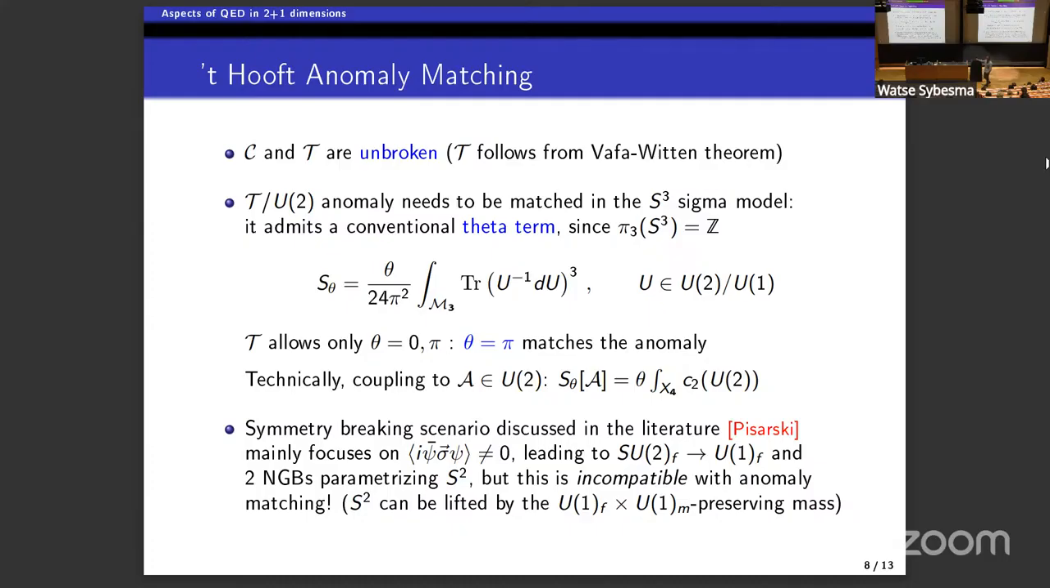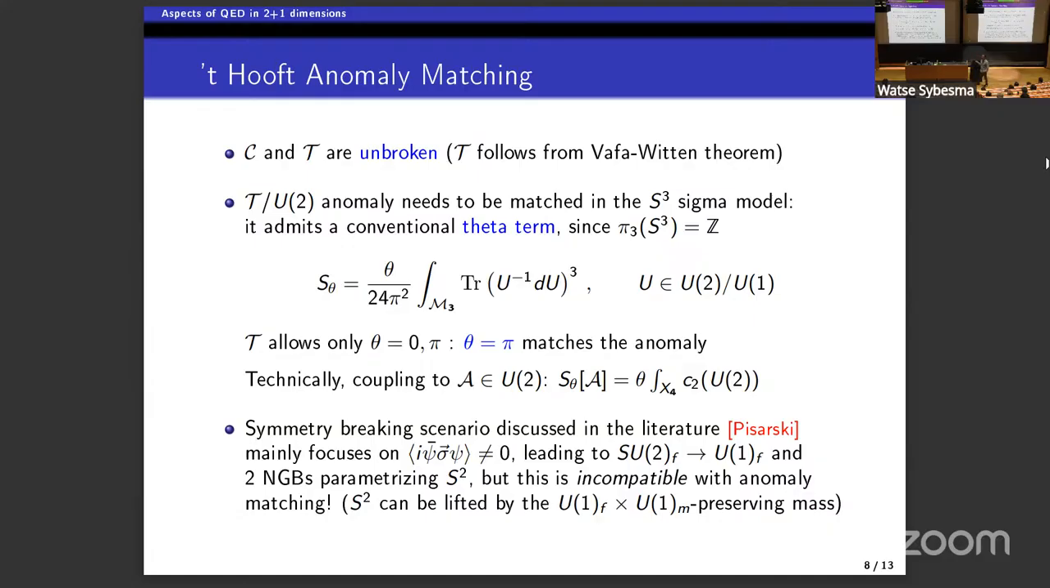And if you have time reversal symmetry, there are only two values of theta which are allowed, which are theta equal to 0 and theta equal to pi. And it so happens that theta equal to pi matches the UV anomaly. There is a technical computation to do to show that this is the case. In particular, you take this guy. These are dynamical fields. You couple to a background gauge field for the U2 global symmetry. And you can show that once you couple this to this background field, the coupling can be rewritten exactly as a four-dimensional instanton number for U2 with some theta in front. So if theta is equal to pi, this is exactly the UV anomaly.